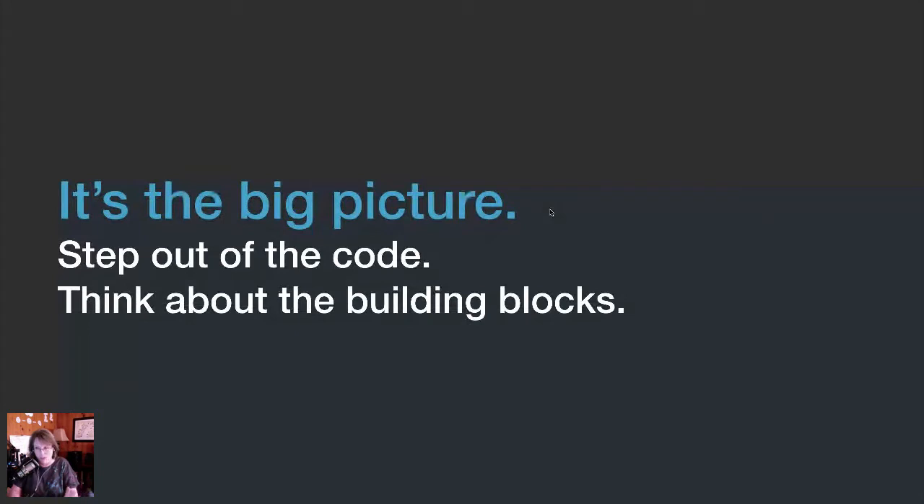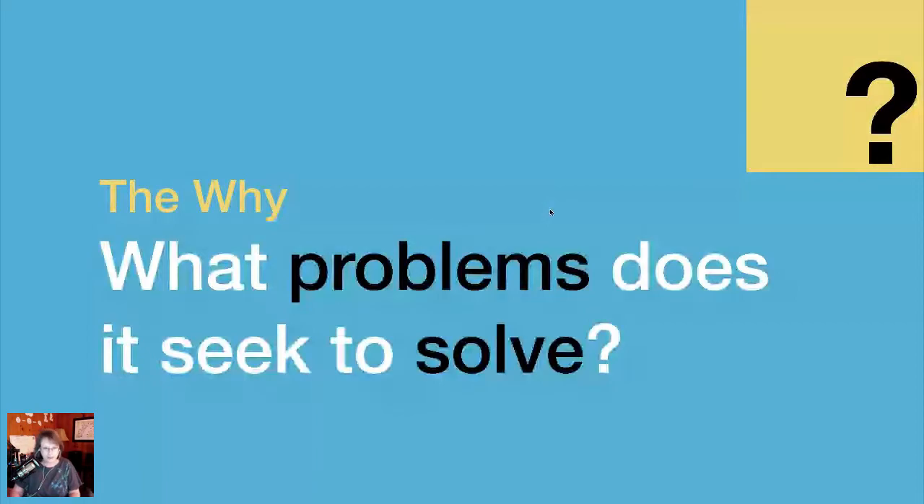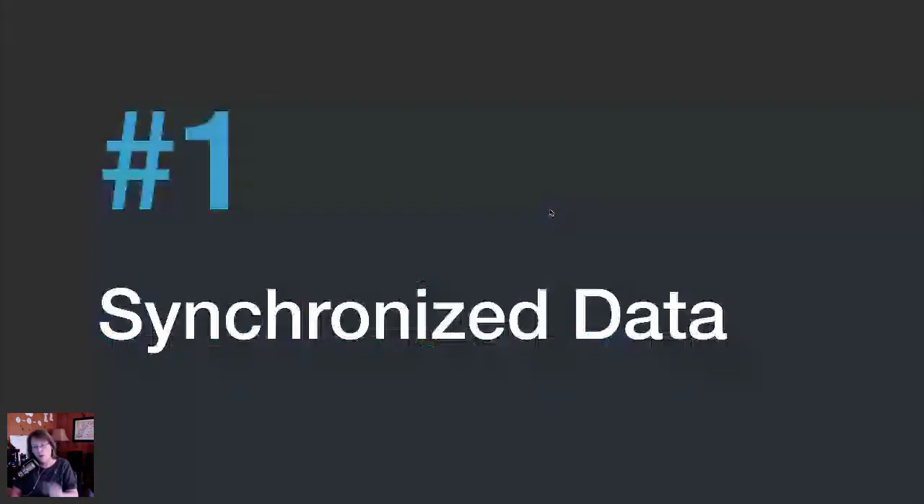Got it? All right. Let's cover the why. Why does it exist? What problems does it seek to solve? This is how we answer the why, because it really gets down to what is architecture doing for us and why should we care about it? The number one problem is this: synchronized data. You might not have heard this term synchronized before, so let me share it with you.